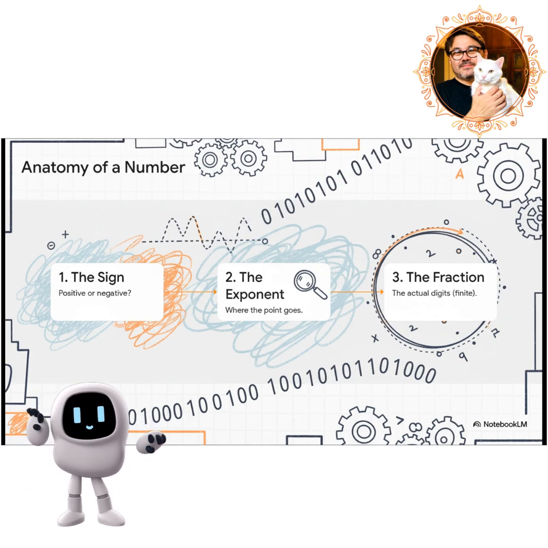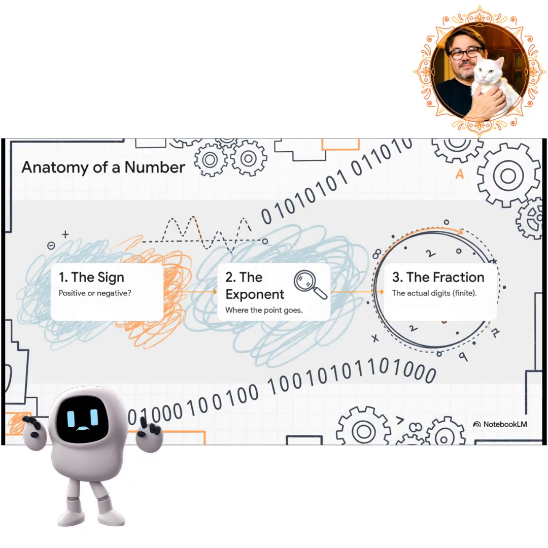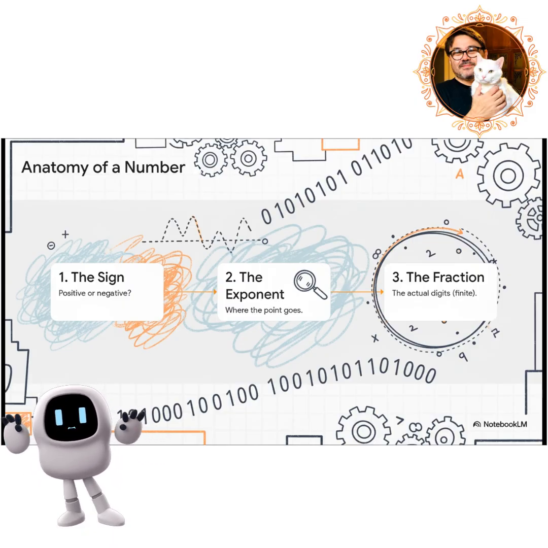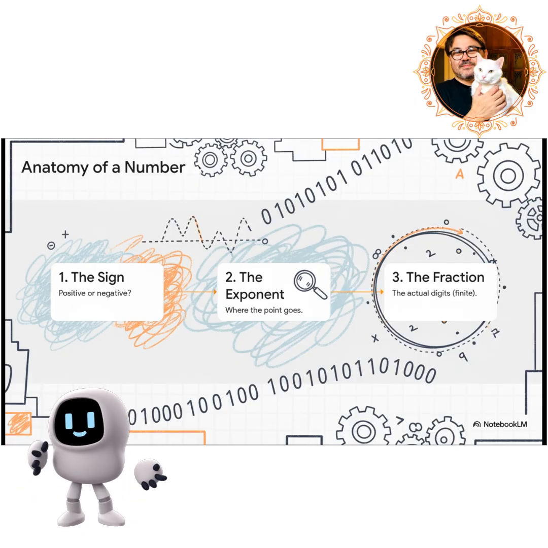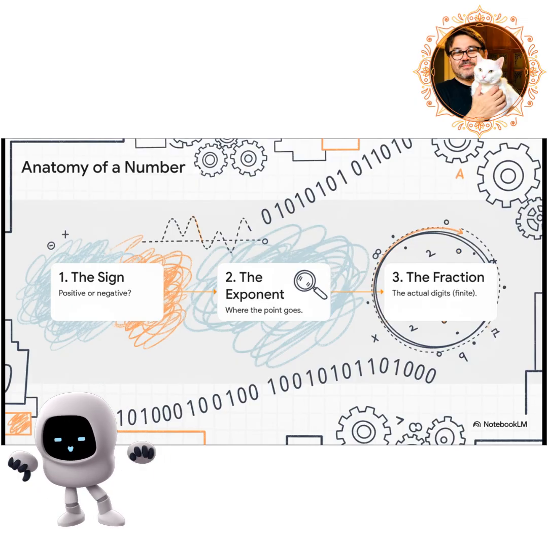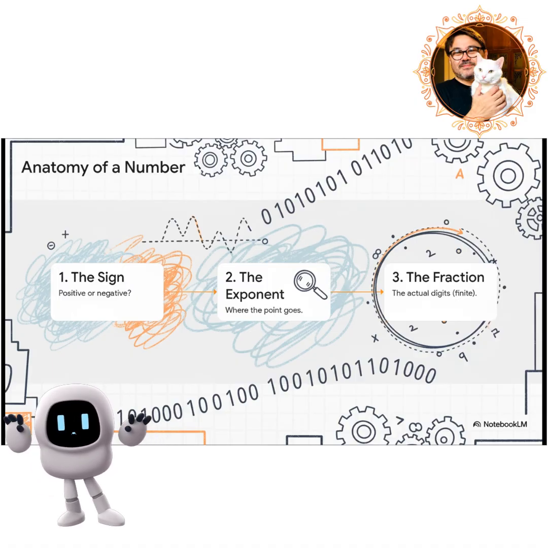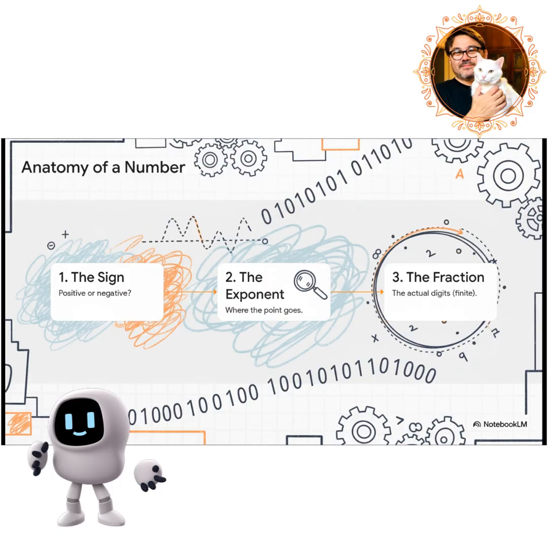First, there's the sign, super simple, just 1 bit to say if it's positive or negative. Second, the exponent. This part tells the computer where to float the binary point. And third, the fraction. This is where the actual digits of the number are stored. But here's the catch, and this is the whole shebang right here. The space for that fraction is finite. It has a limited number of slots.